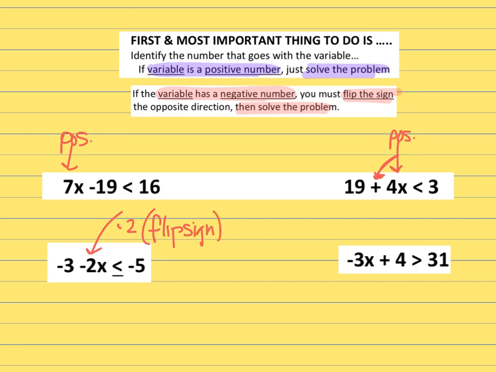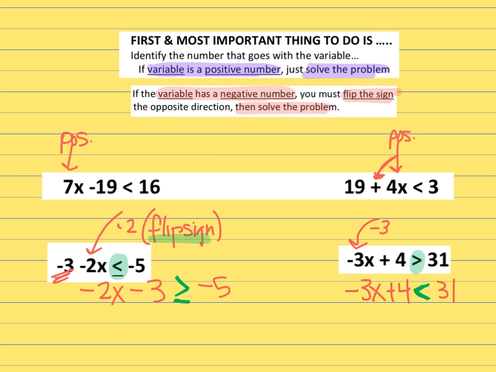So this question actually, sometimes people like to rewrite them. It's going to be -2x. I also have -3, but then I need to flip this sign that's right here. I need to make it go the other direction. So now it's going to say greater than or equal to, and -5 is still my number. Okay, when I look over here, this one's also a negative coefficient. So that means I need to flip my sign. So the question that I really need to solve now is still -3 plus 4. But because it had a negative number in front of the variable, I'm flipping my sign before I solve the problem. And then I would just work it out.